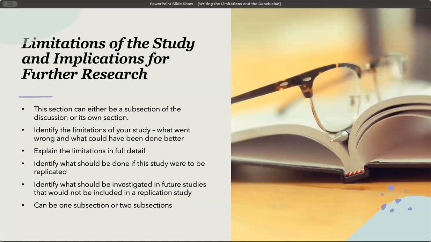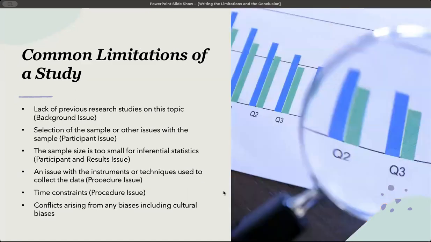And this can be one subsection or two subsections. So this can be the limitations of the study and implications for further research as one section together, or limitations of the study as one section or subsection, and implications for further research is a completely different section. So let's see how this might look, but we'll first look at common limitations of a study.